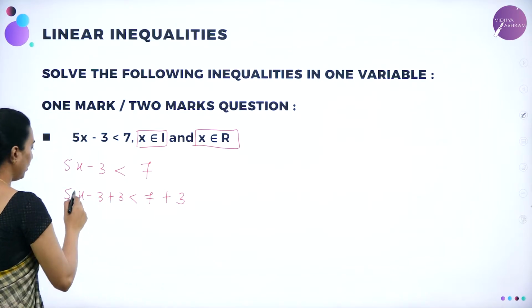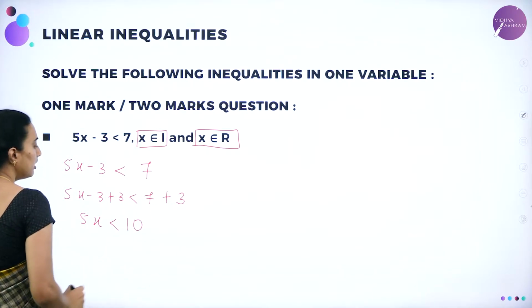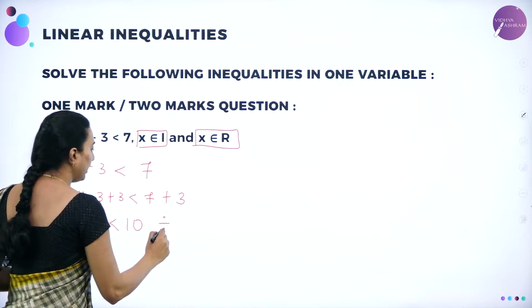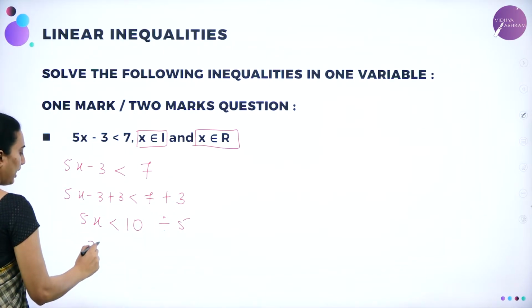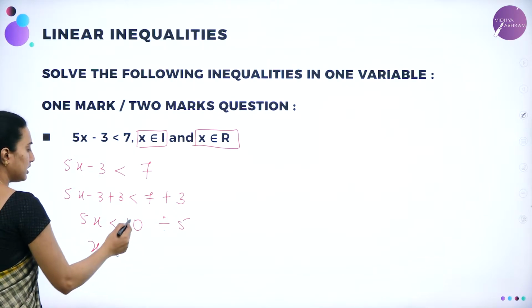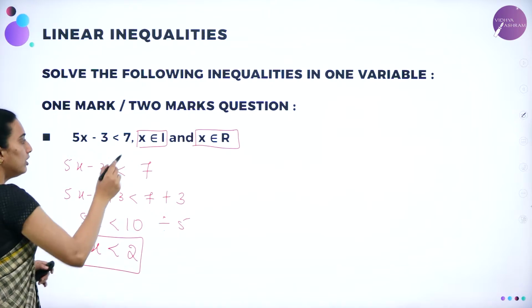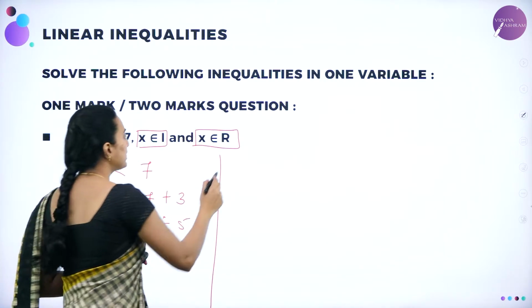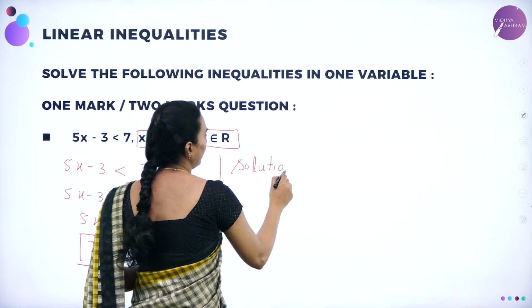Minus 3 plus 3 will go. Remaining is 5x is lesser than 7 plus 3, which is 10. Now I am going to divide by plus 5. Dividing by plus 5, the inequality will not change. 5x by 5 is x, lesser than symbol as it is. 10 divided by 5 is 2. Now you got x lesser than 2. Now you need to write down the solution set when x belongs to R, which we can write as we did before.